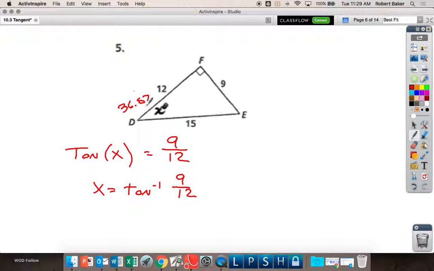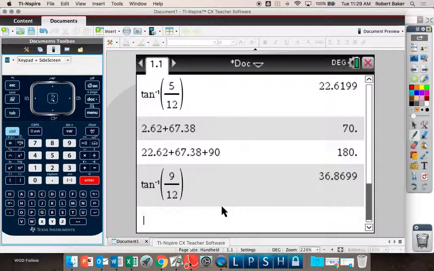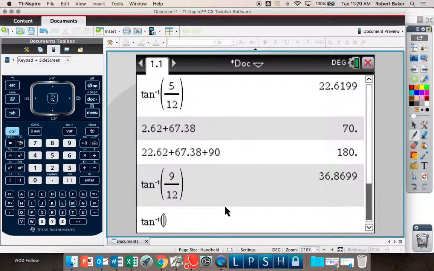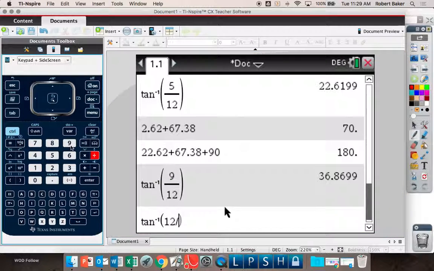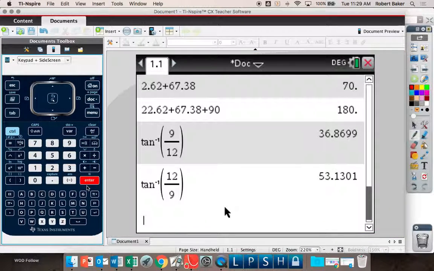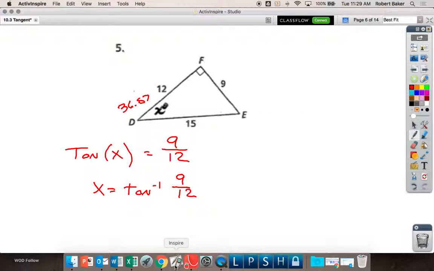And if you wanted to solve for the other angle, you could just flip the fraction. Flip that fraction, 12/9, 53.13. That would solve for the other one. And those two add up to 90 and make 180 degrees in the triangle. So, what do you do to solve for an angle?